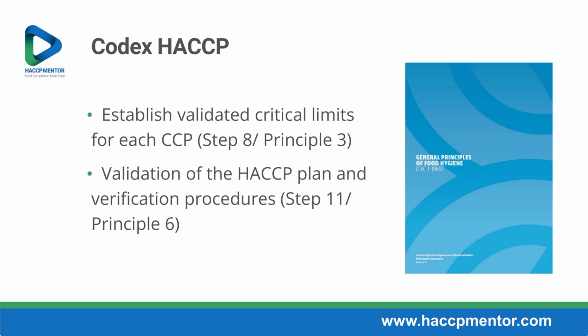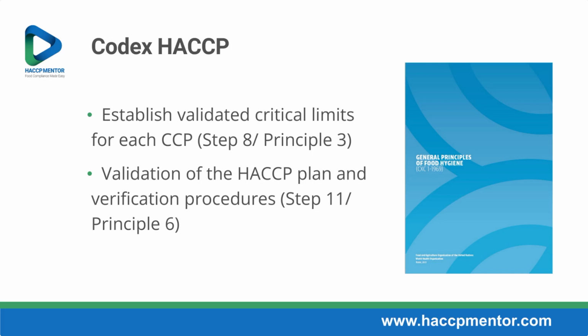So I've got 2 sections in Codex, and these relate back to the principles of HACCP. Principle 3 will talk about having to have validated critical limits, and Principle 6 will talk about having to validate the HACCP plan as well. So before the HACCP plan can be implemented, its validation is needed. So this basically consists of making sure that a few different elements are capable of ensuring the control of significant hazards that you've identified and that they're relevant to your food business.